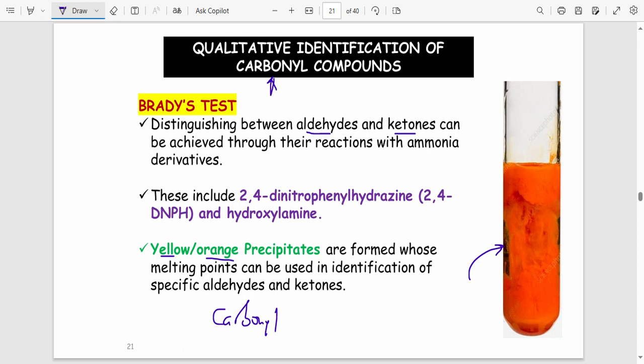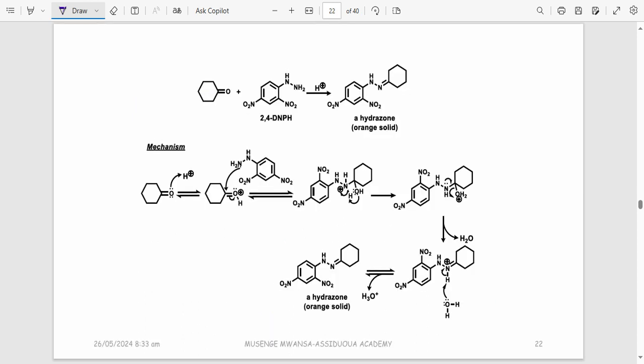Okay, I'll show you the questions that they can ask you, which they brought last year. So this is the mechanism by which the reaction happens, but I haven't seen it being asked. But for the sake of it, you can know the mechanism. You can see this compound has got, what's the group? A carbonyl group.